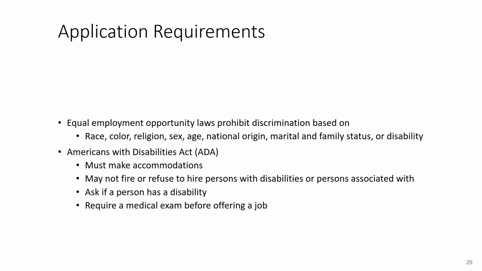In reviewing application requirements, you have the Equal Employment Opportunity laws, which prohibit discrimination based on race, color, religion, sex, age, national origin, marital and family status, or disability. The Americans with Disabilities Act states that accommodations must be made; you may not fire or refuse to hire people with disabilities or persons associated with them. You may not ask if a person has a disability, and you cannot require a medical exam before offering a job.